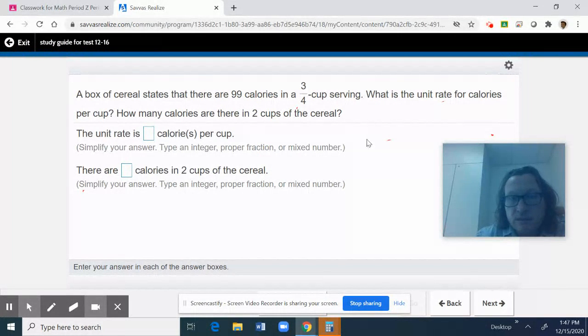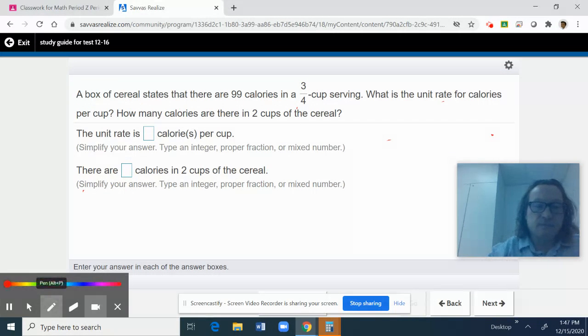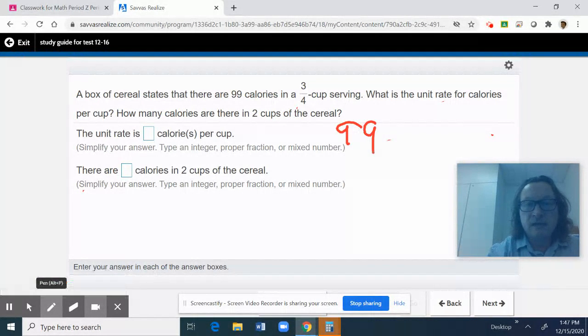Next question. This one we've done a few times. Once again, a box of cereal says there's 99 calories in 3/4 of a cup of serving. I want the unit rate in calories per cup. So once again, I'm looking for calories divided by cups. This is where we're going to have to do our keep change flip. How many calories are there? I know calories come first, so it's 99. Since that's not a fraction, I'll put it over 1. I'm dividing by, per means divided by, the cups.